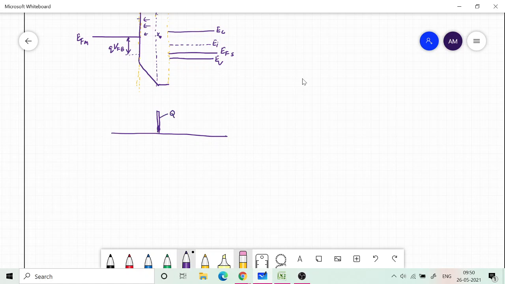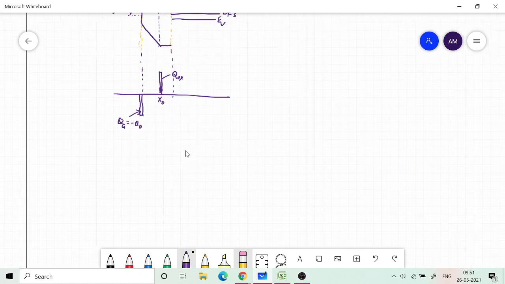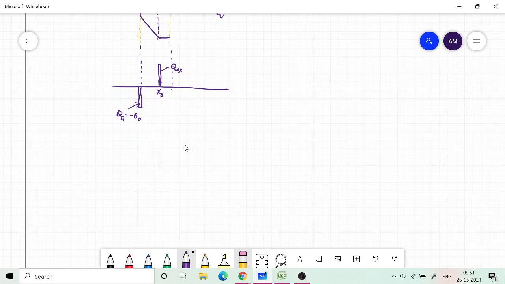So this is my Qox at x0. Okay, so in this case what is going to happen is I have the same amount of charge, minus Q0, on the metal. So Q gate is basically minus Q0. I don't have any charge here, so that is how I made it flat. Okay, and then if I now integrate, I will get the electric field.